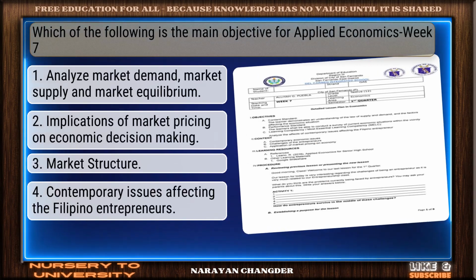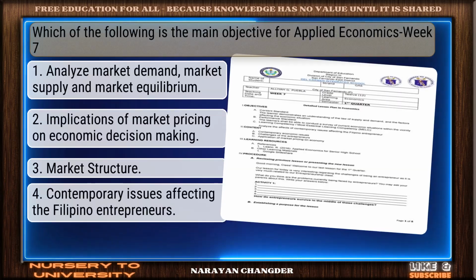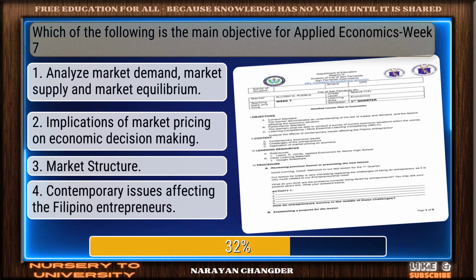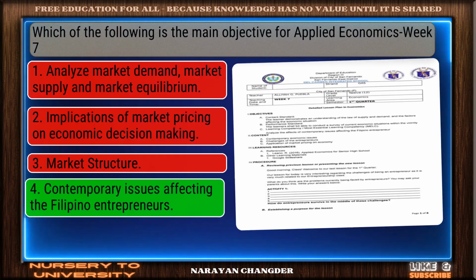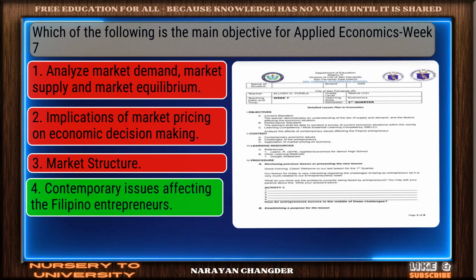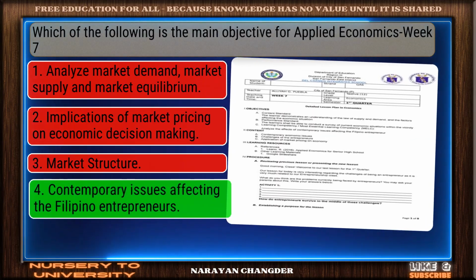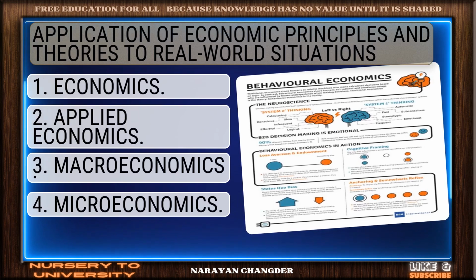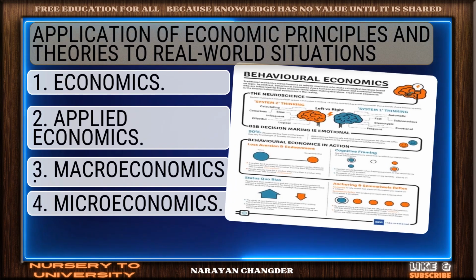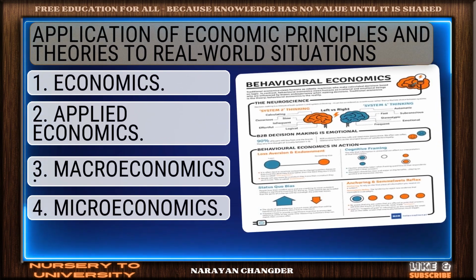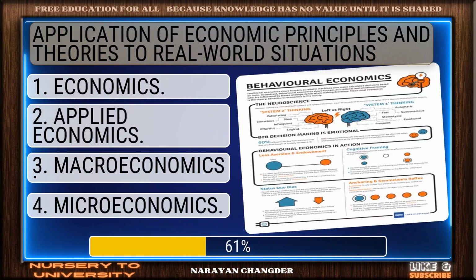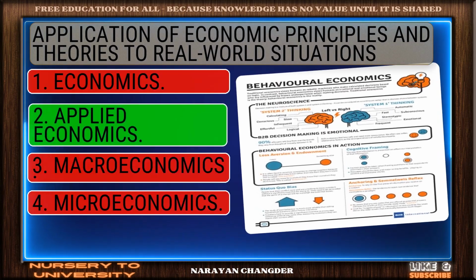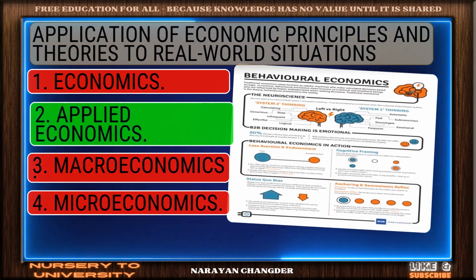Which of the following is the main objective for Applied Economics Week 7? Bravo! Contemporary issues affecting the Filipino entrepreneurs is the answer. Application of economic principles and theories to real-world situations. Perfect! Applied economics is the correct choice.